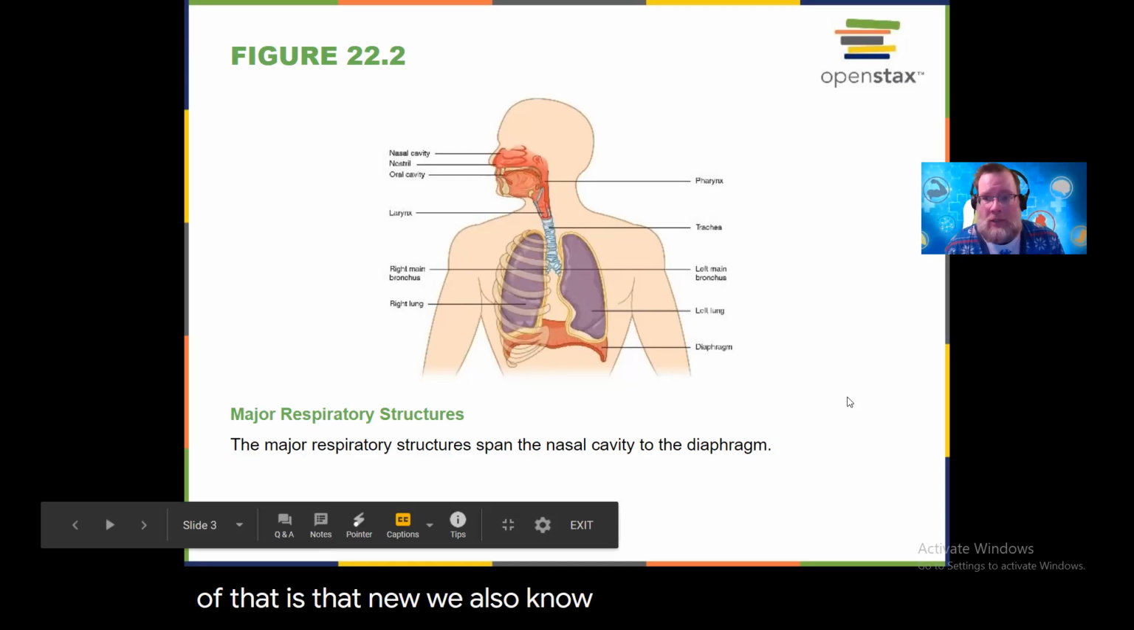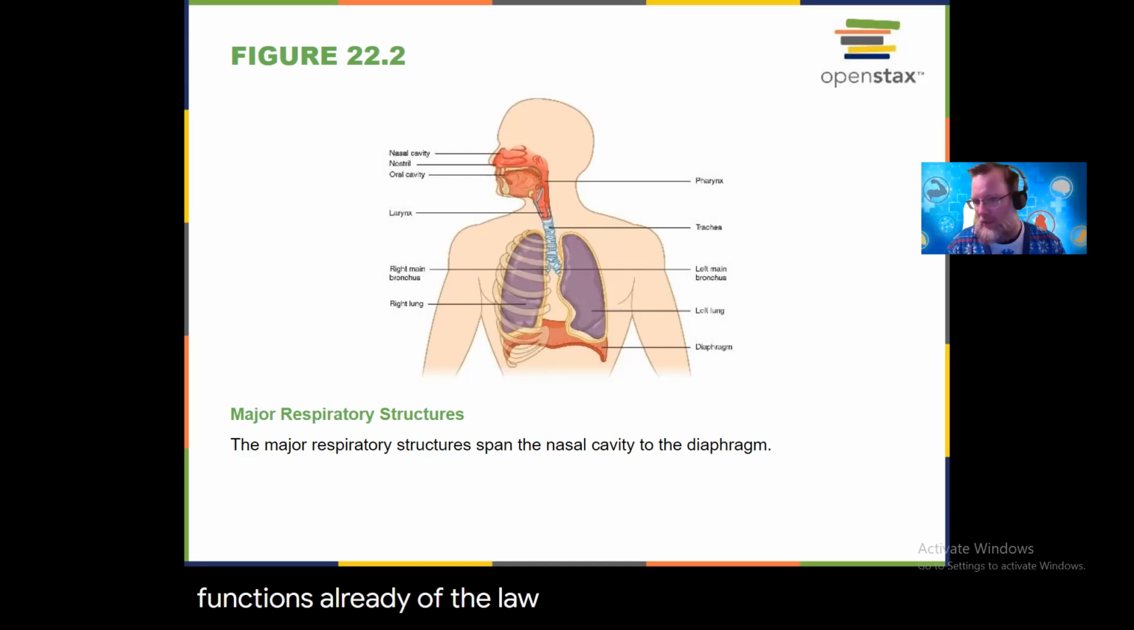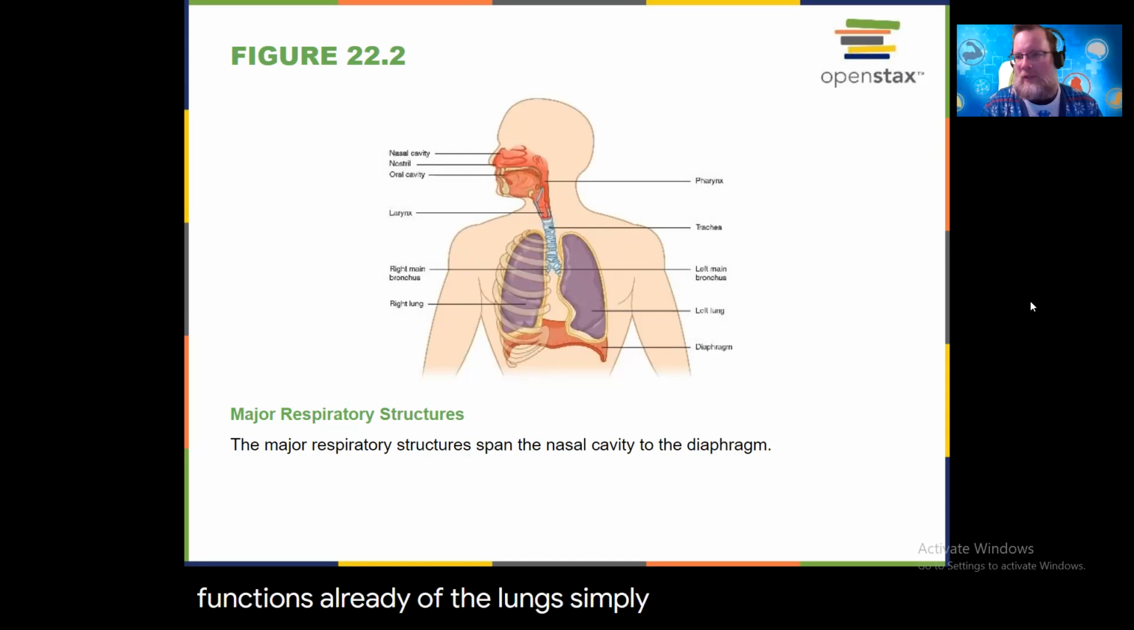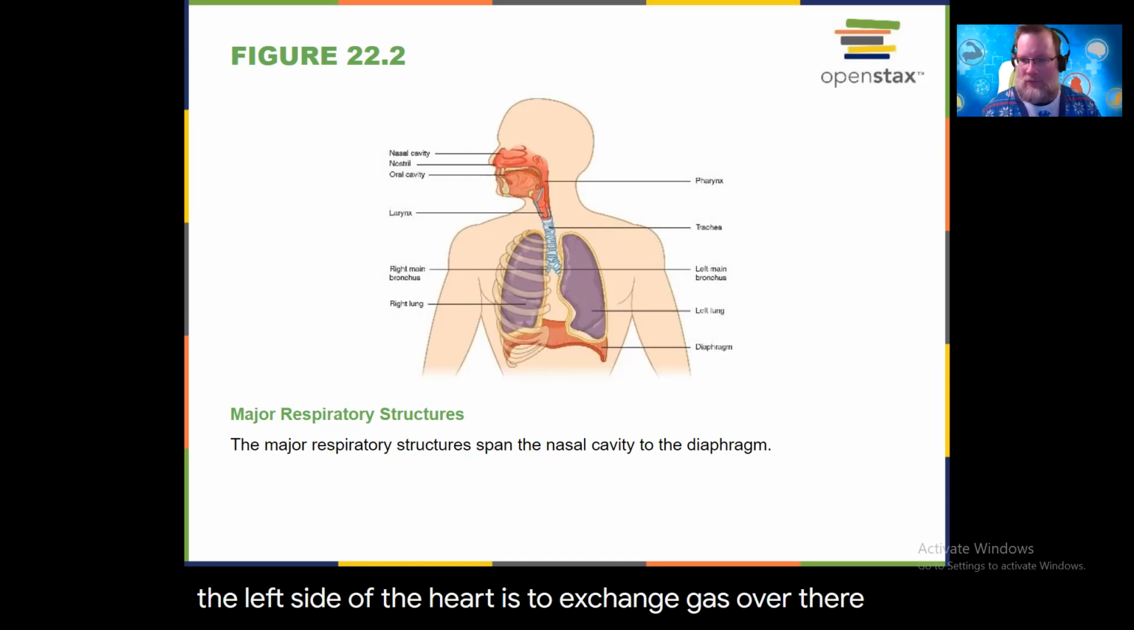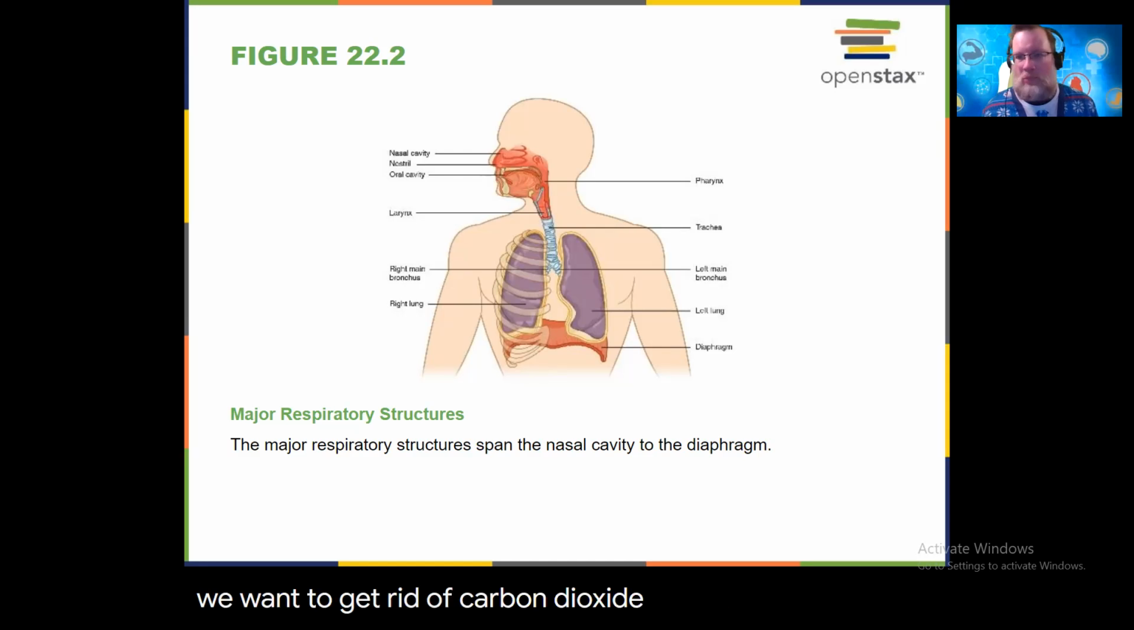We also know a little bit about the functions of the lungs already, because the whole point of sending blood from the right side of the heart to the lungs and then taking the blood back from the lungs to the left side of the heart is to exchange gases, primarily, right? Oxygen and carbon dioxide. We want to get rid of carbon dioxide and bring in oxygen. So there's your function right there. Done. Lung function, respiratory function is gas exchange. Now, there are a few other functions, of course, going along with that gas exchange aspect.